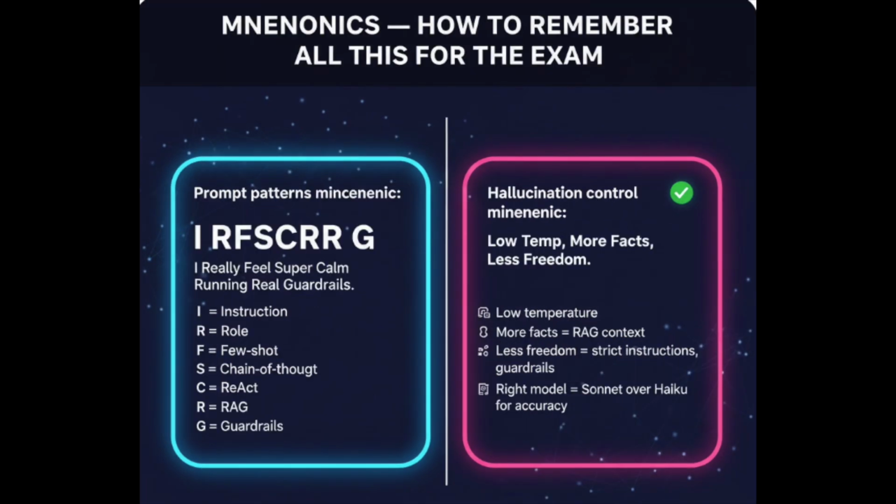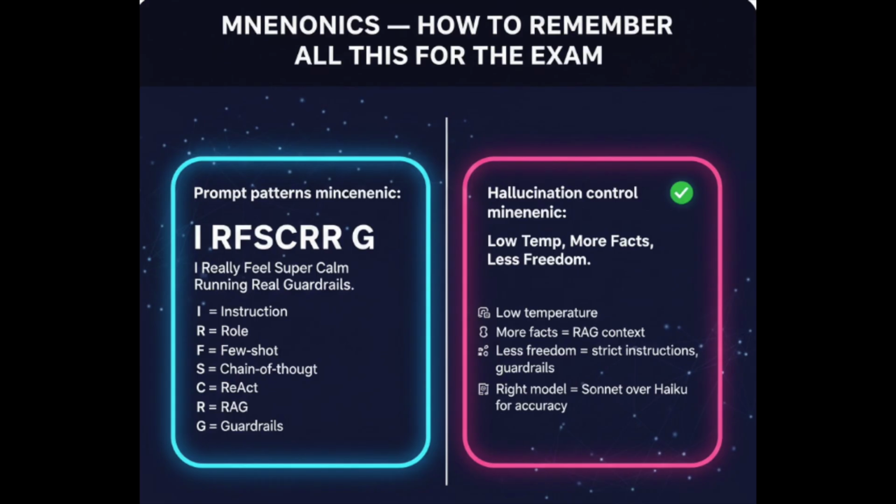Mnemonics: how to remember all this for the exam. Let's compress everything into a few memory hooks. Prompt patterns mnemonic: IRFSCRG, I really feel super calm running real guardrails. I equals instruction, R equals role, F equals few-shot, S equals structure, C equals chain of thought, R equals ReAct, RAG, G equals guardrails. Hallucination control mnemonic: "Low temp, more facts, less freedom."